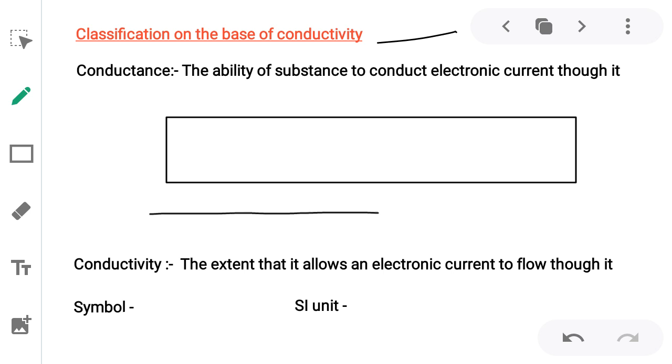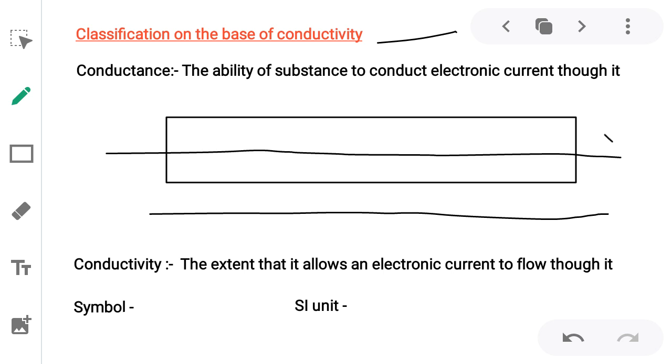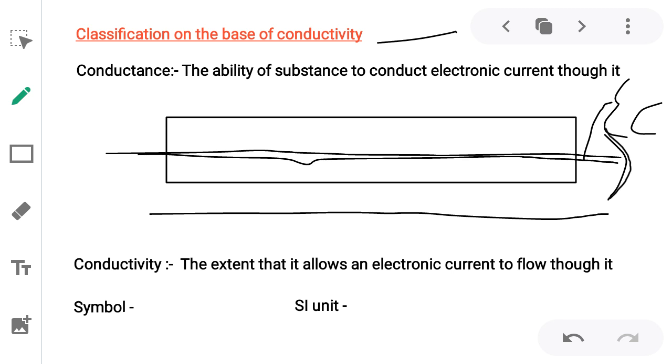Here I am considering one substance. Through this, electric current is passed. If this substance allows the electric current to pass through it, then this allowance is known as conductance. Next, conductivity. The extent up to which an electric current flows through it is known as conductivity.